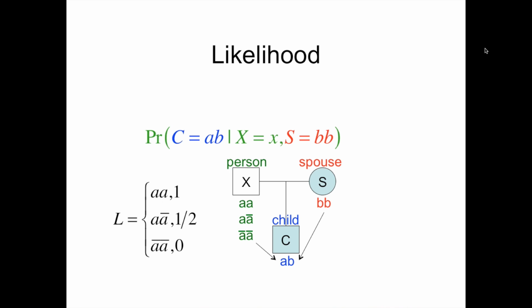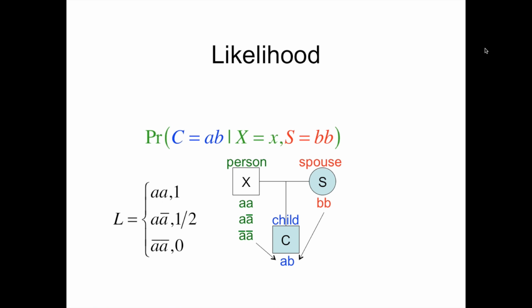In this case, suppose that the spouse's genotype is BB, a pair of alleles, and that's a known fact. And the child's genotype, shown in blue, is AB. That's indicated on the left side of the probability conditional and also on the bottom of the pedigree. Now the question is, what possible allele pairs can the unknown person's genotype have that can have produced the child's genotype together with the spouse's genotype?